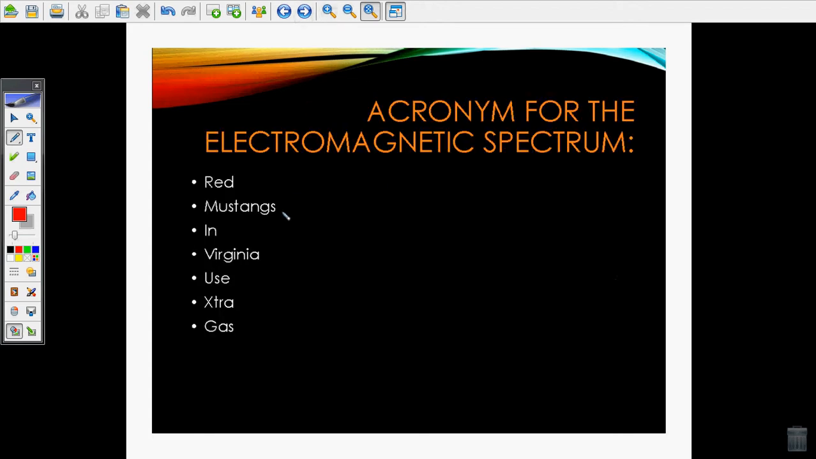There is an acronym to help us remember the different portions of the electromagnetic spectrum. It is Red Mustangs in Virginia use extra gas. And each letter stands for something. So radio, microwave, infrared, visible, ultraviolet, X-ray, and gamma ray. So that can help you remember the order of the energies in the electromagnetic spectrum.